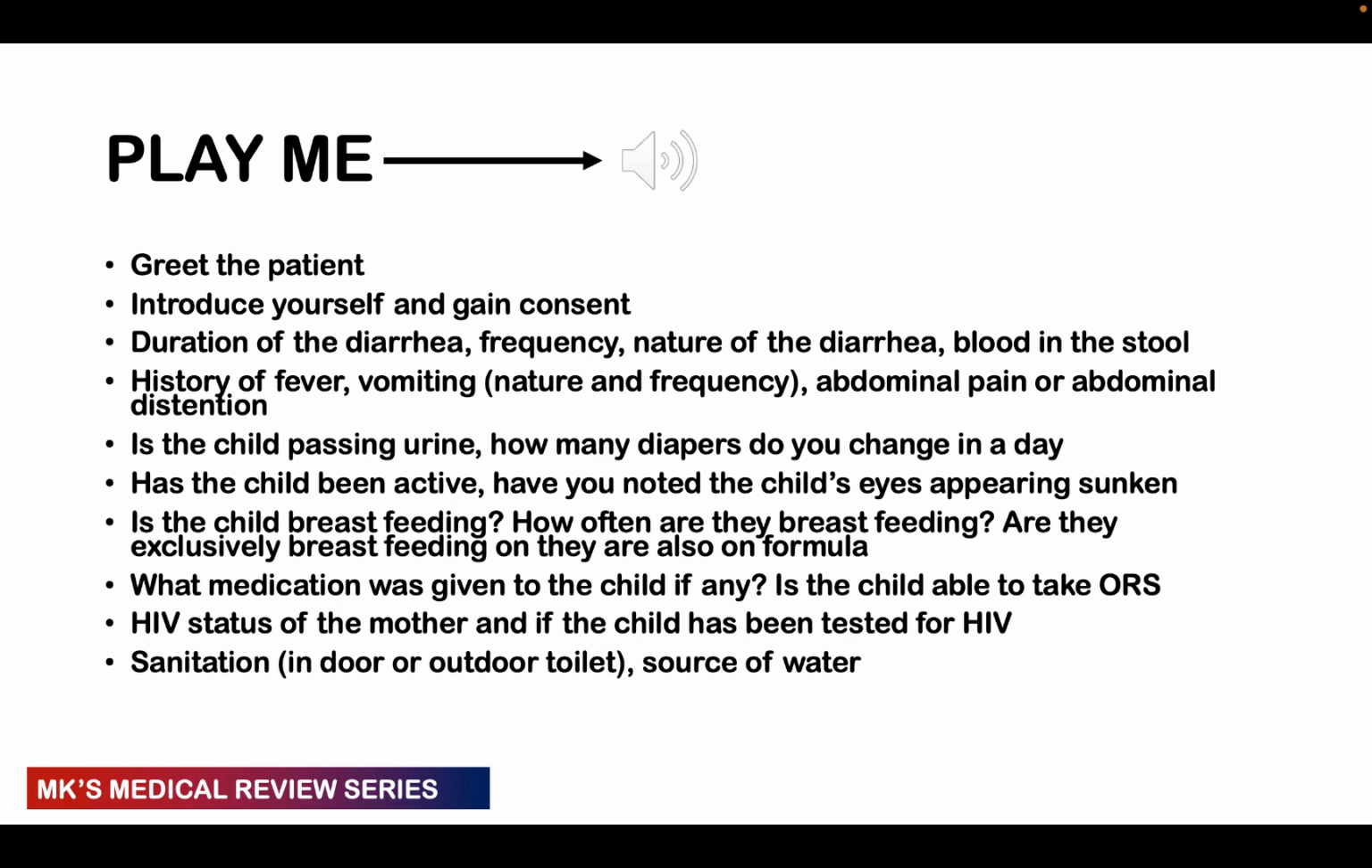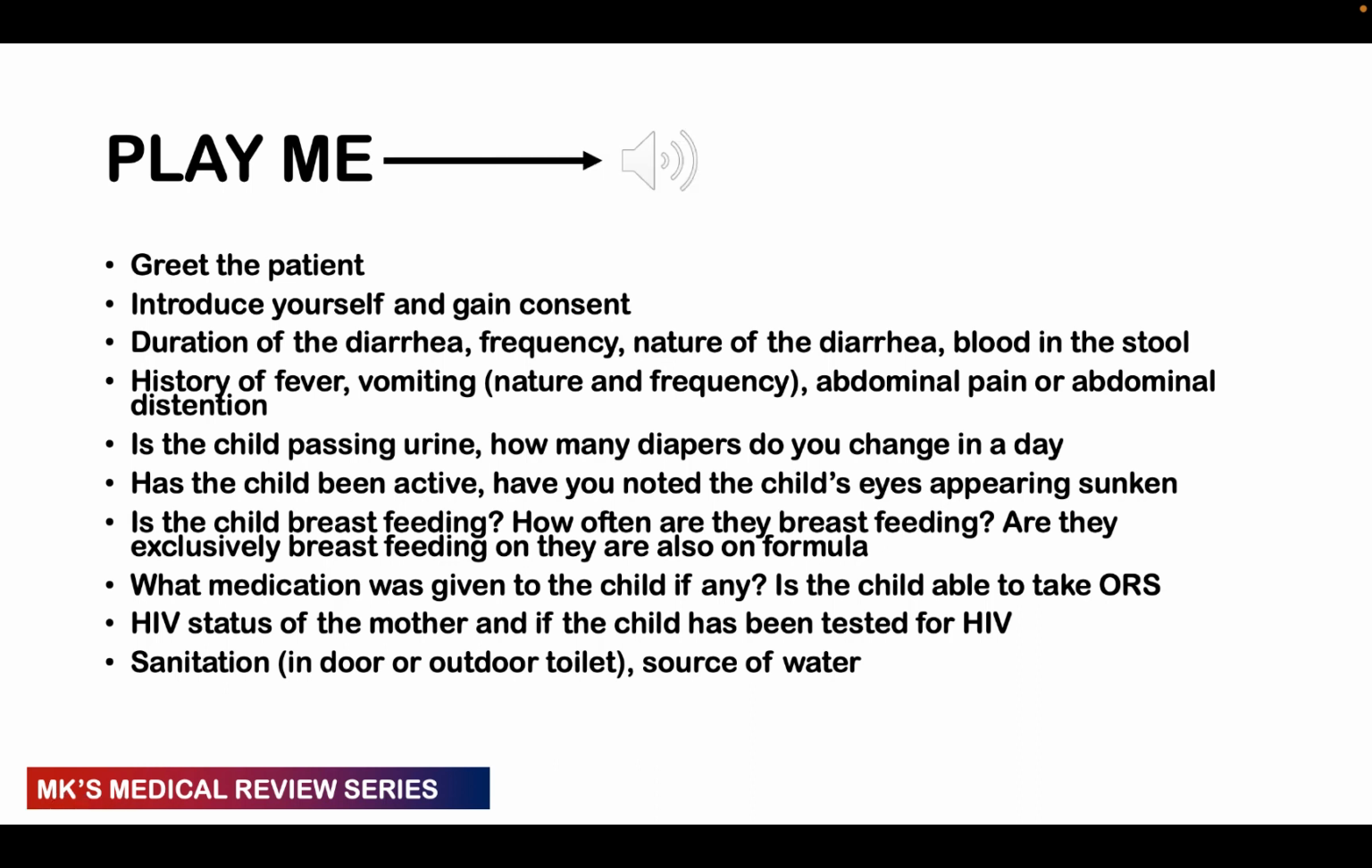Okay. And when the diarrhea started in this child, have you noticed any changes in terms of the activity of this child? Yeah. She's been low. Okay. And have you noticed any changes in terms of her eyes? Do they appear normal to you? Not really. They appear dry.